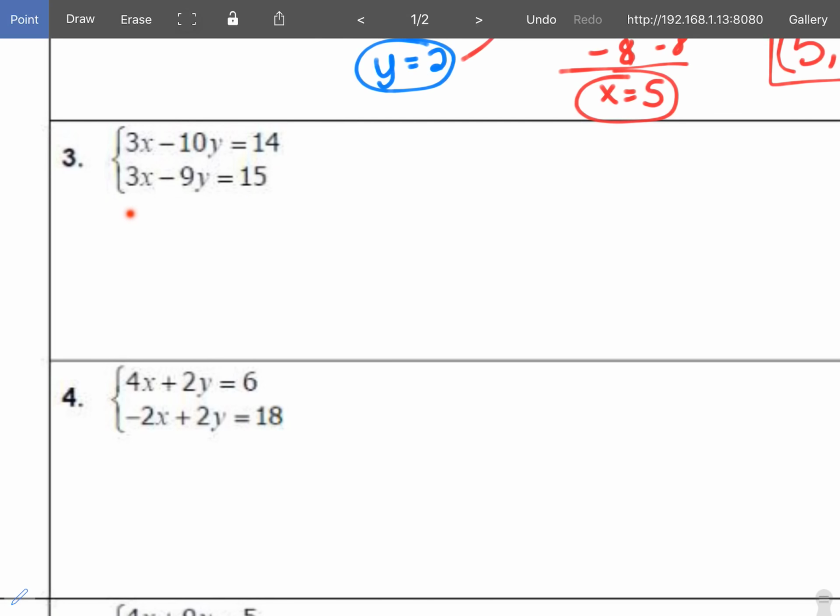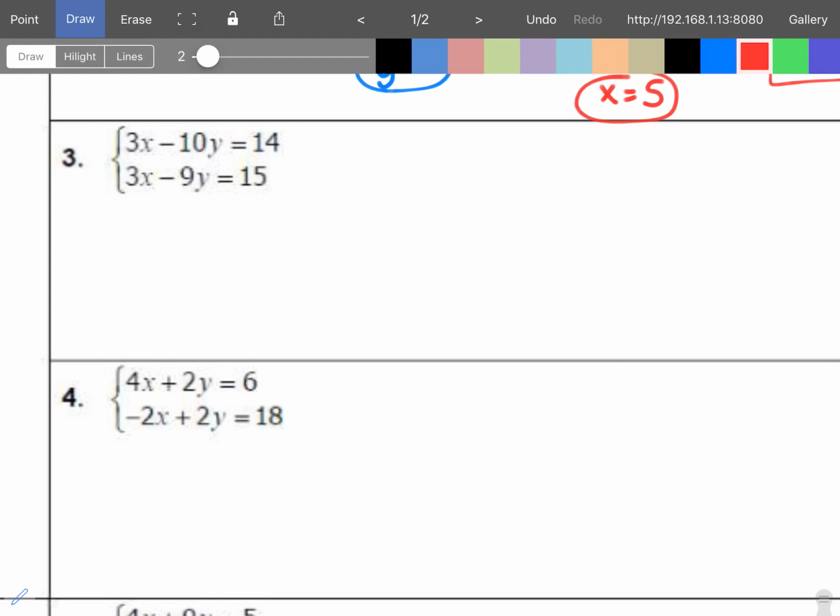So that's step 1, to make sure that they're lined up. X, y, numbers, we're good. And then step 2, eliminate a variable. Are we going to add or subtract? We're going to subtract the bottom. That way it changes the sign. So this top one, I'm going to keep the same.